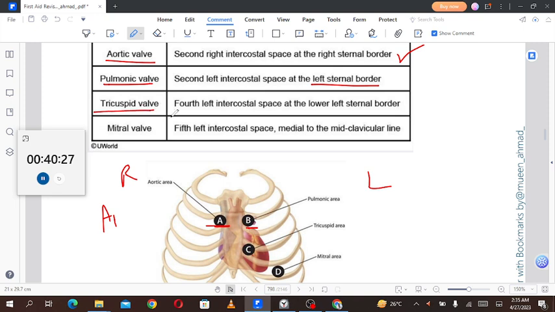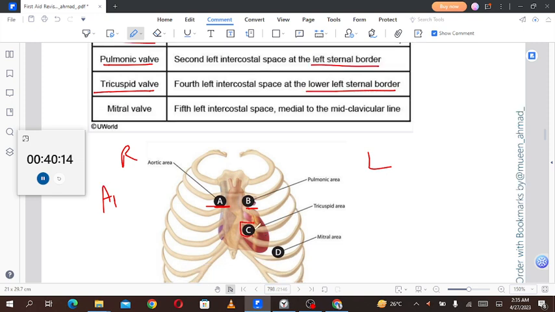The tricuspid valve is over here, fourth left intercostal space at the left lower sternal border. So the fourth left intercostal space at the left lower sternal border is the tricuspid valve, fourth or maybe fifth, but mostly fourth. Now the only auscultatory area on the right side is that of the aortic area. All the other areas are on the left side. These are auscultatory areas. Remember, I will differentiate the areas of the right and left heart after the table.